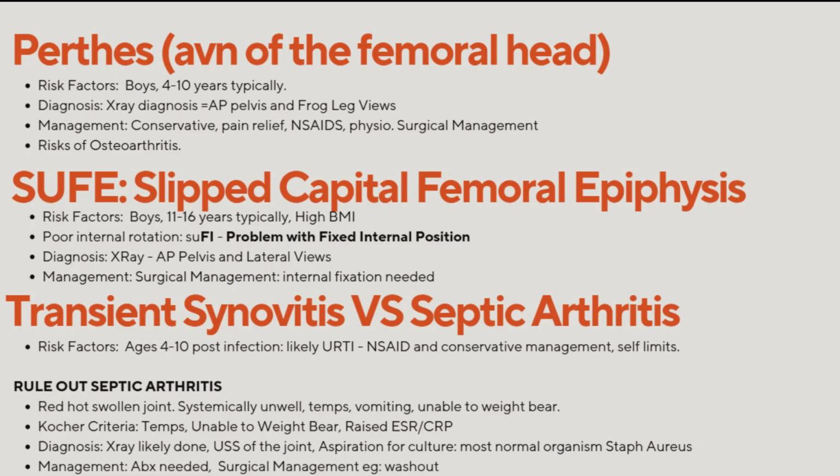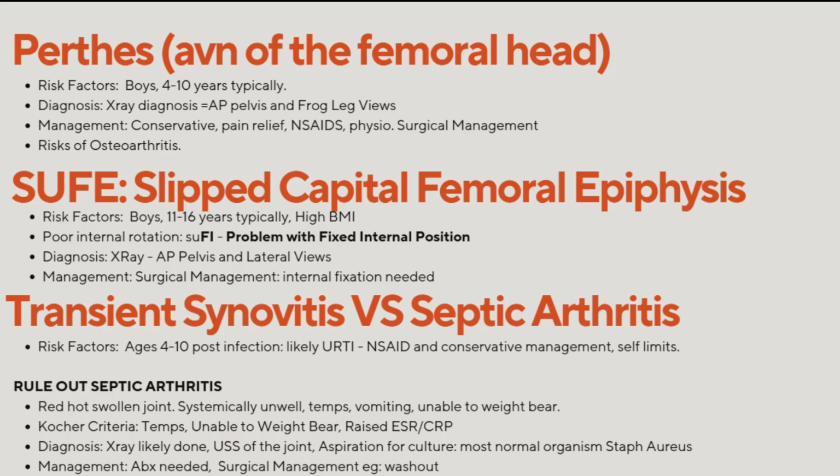But the main thing to rule out here is septic arthritis, and that's going to be a hot, red, swollen joint. One of the easiest ways to go through that is Kocher's criteria. Some of the Kocher's criteria would be fever, unable to weight bear, and elevated inflammatory markers, so elevated white cells and CRP. These patients will also likely be systemically unwell. They may have temperatures and they may be quite lethargic. It's important that you think about the blood tests that are needed alongside x-ray, and then also ultrasound of the joint, with an aspiration being one of the ways in which you could diagnose this, with a sample of the fluid being sent off for microscopy and culture.